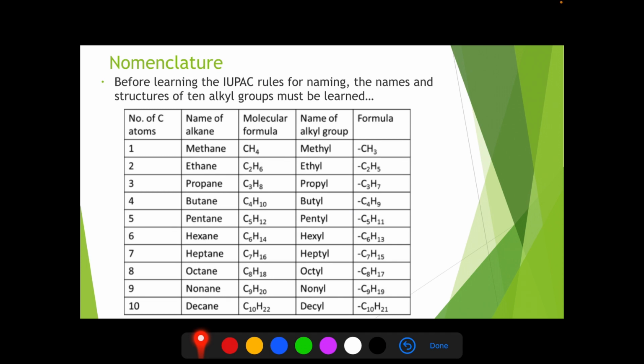Now, before we can learn IUPAC names, you must learn the names and structures of the 10 alkyl groups. So I already told you to memorize these. I told you, meet Ethan, professional butler, but maybe you came up with something else. I saw someone had something about an octopus or something like that. So whatever works for you to memorize those.